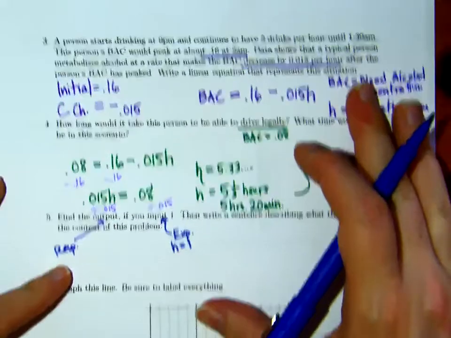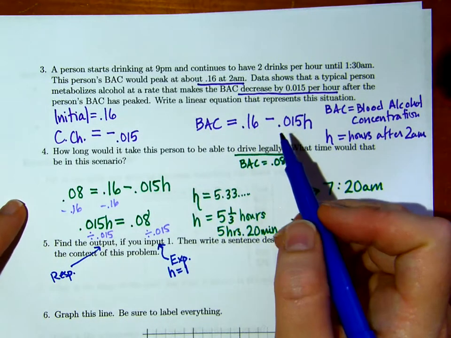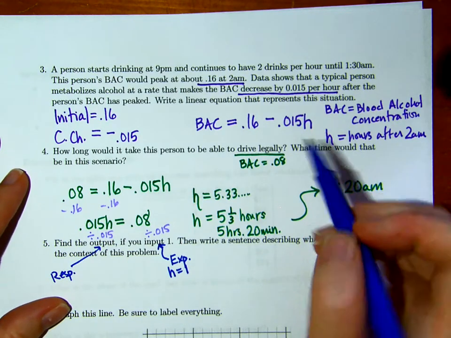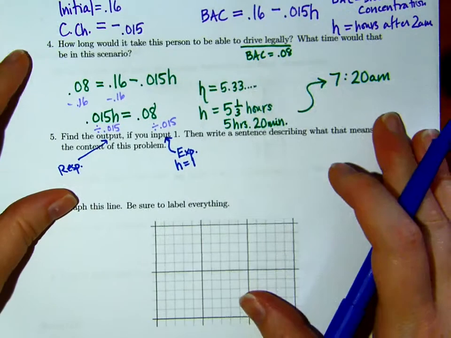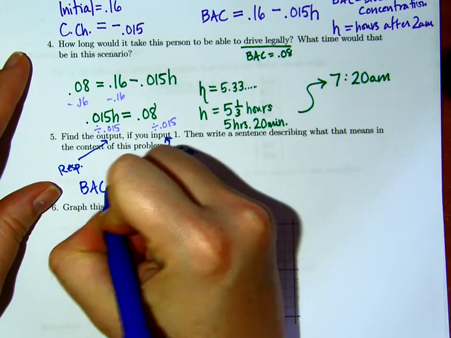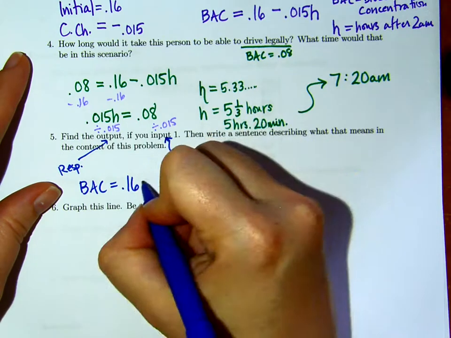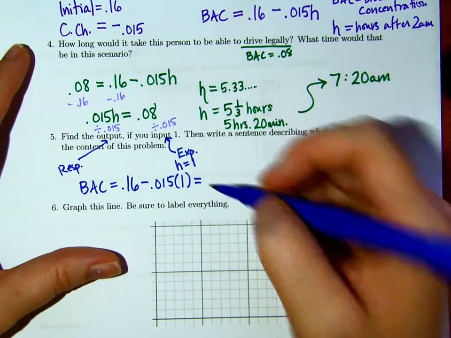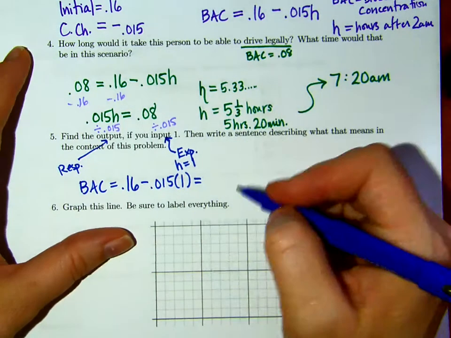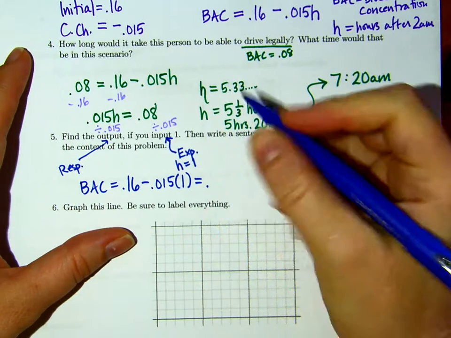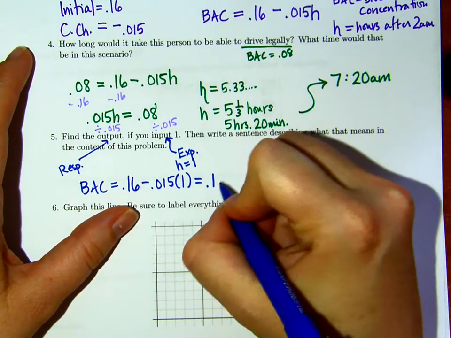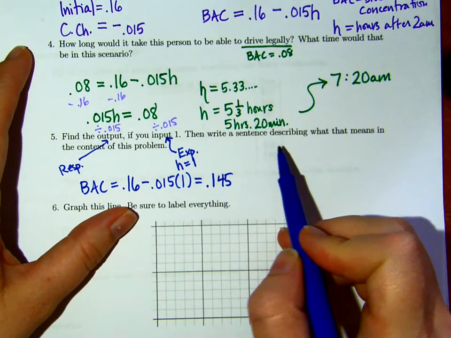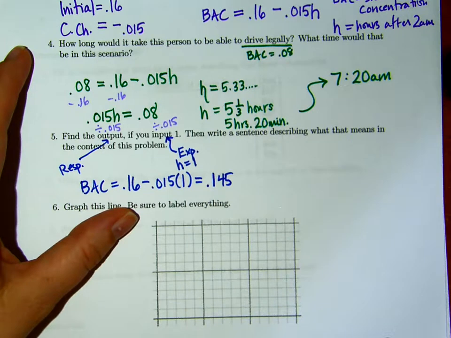Okay, so if we look back up at our equation, here we go. We are inputting 1 for this H, and we're finding the blood alcohol concentration. So BAC is equal to 0.16 minus 0.015 times 1. Let me put that into my calculator. And okay, 0.145. Got it.